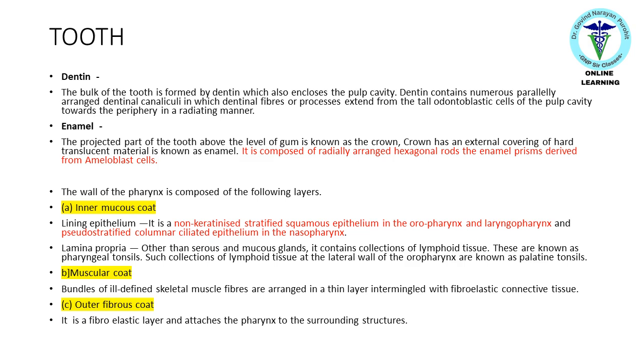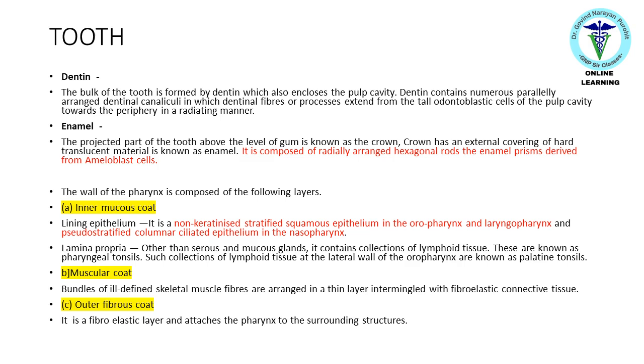Lamina propria. Other than serous and mucous glands, it contains collections of lymphoid tissue. These are known as pharyngeal tonsils. Such collections of lymphoid tissue at the lateral wall of the oropharynx are known as palatine tonsils.